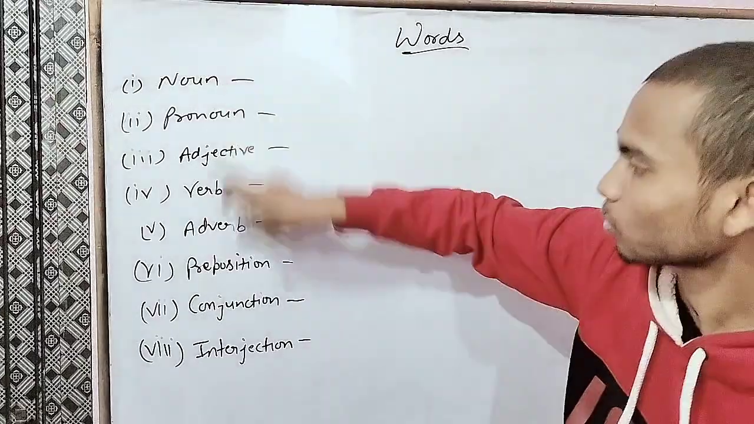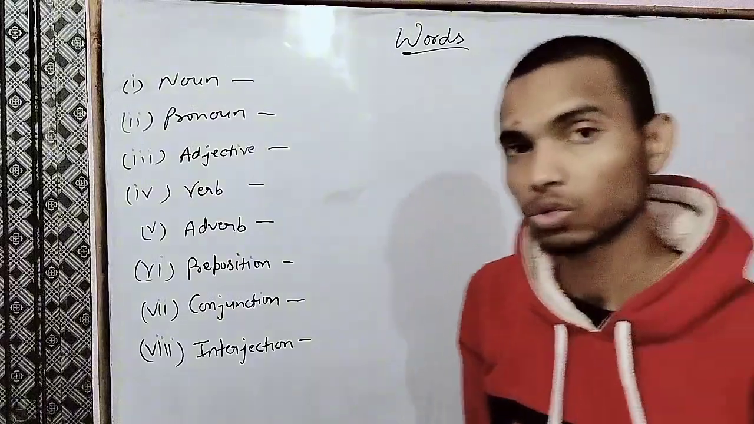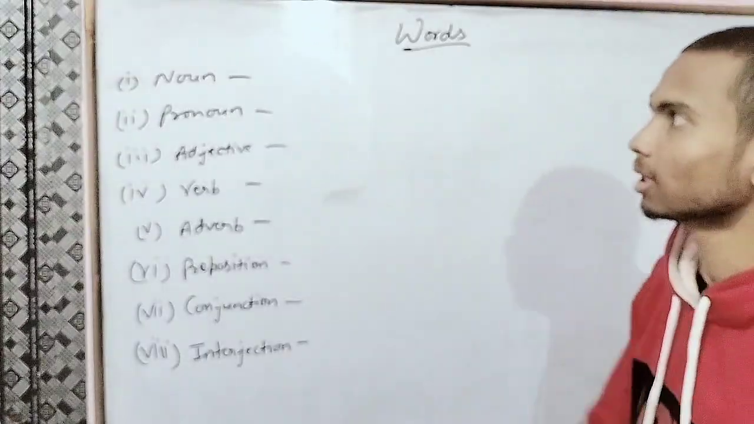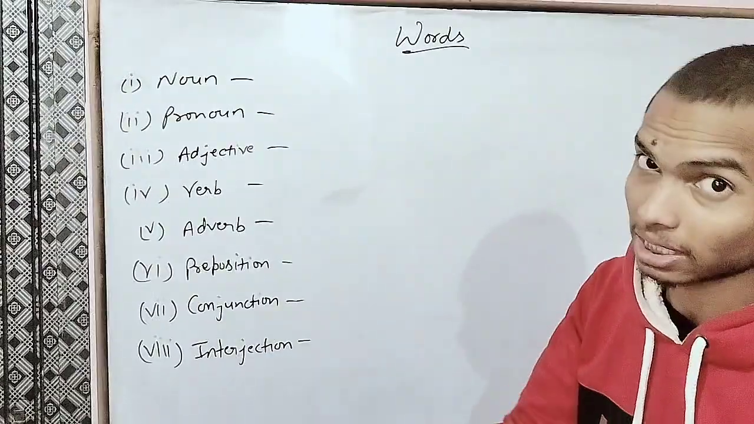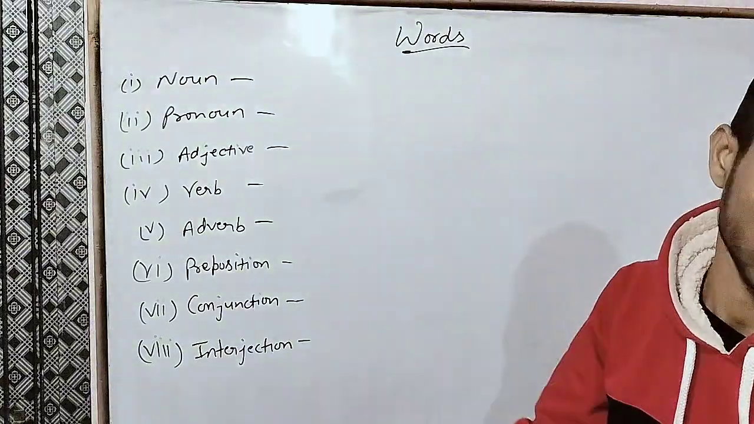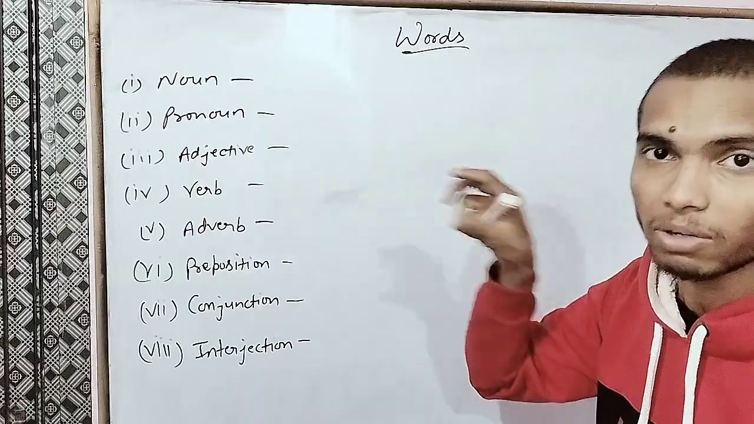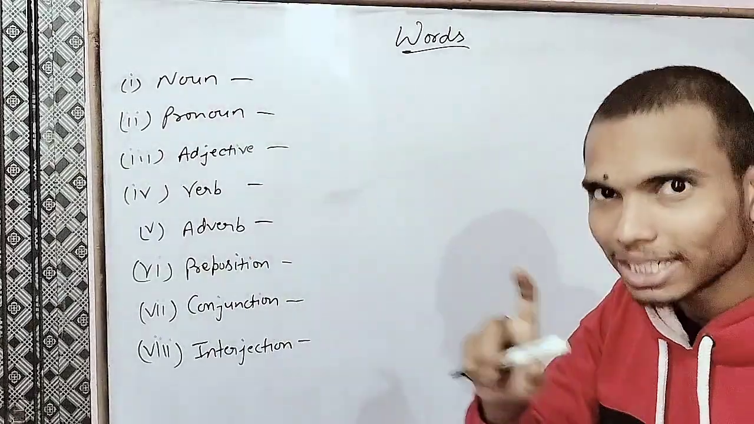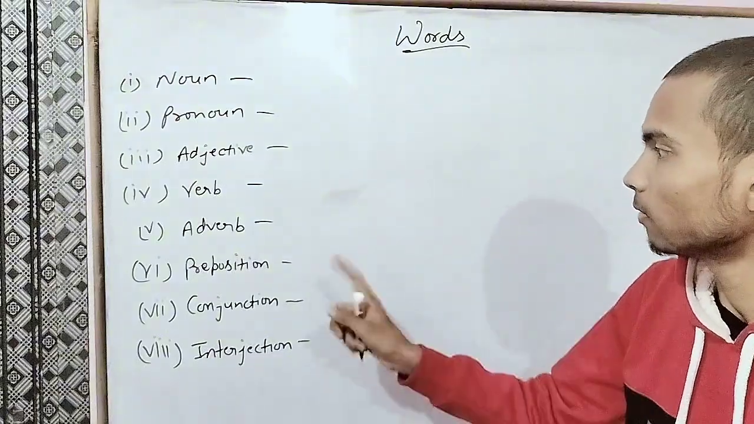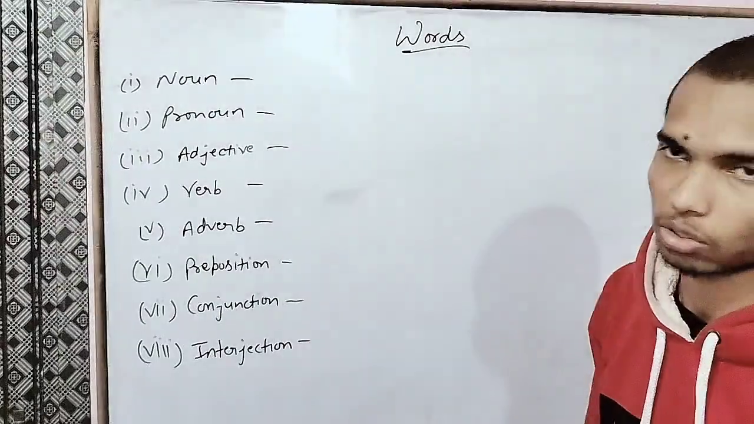And here each one is a word. Clear? Noun is also a word, pronoun is also a word, adjective is also a word, verb is also a word, adverb is also a word, preposition is also a word, conjunction is also a word, interjection is also a word. There are a lot of words, but we are going to identify the name of each word by help of this. And this is also known as parts of speech.